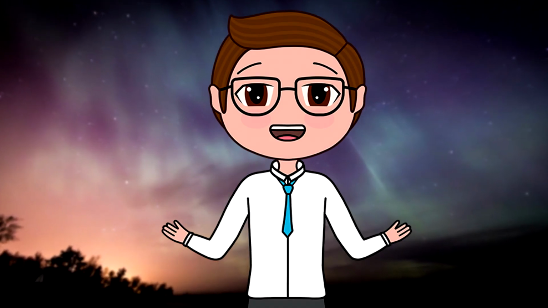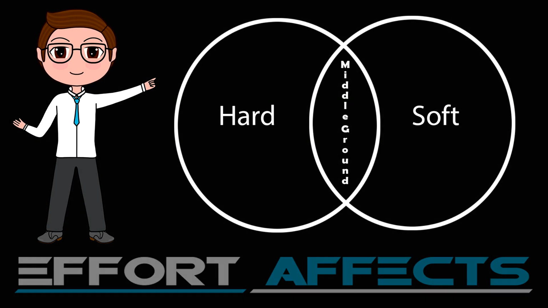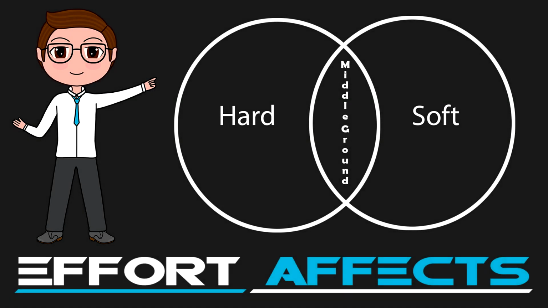Let's get stuck right in. First up, there's 3 magic types you should choose from: hard magic systems, soft magic systems, and a middle ground. Let's go over each of them.